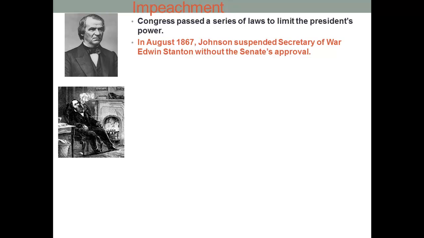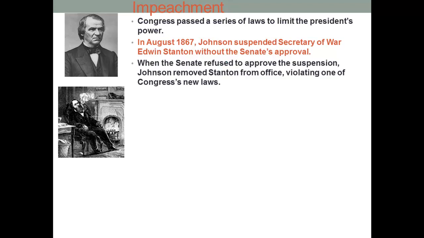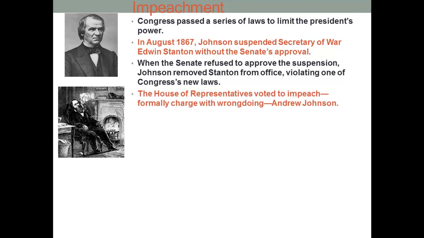Congress, still unhappy with Andrew Johnson, passed a series of laws to limit the president's power. In August of 1867, President Johnson suspended Secretary of War Edwin Stanton without first getting Senate approval. When the Senate refused to approve the suspension, Johnson removed Stanton from office, replacing him with Ulysses S. Grant, thereby violating one of the new laws Congress had passed. In response to Johnson's actions, the House of Representatives voted to impeach, or formally charge with wrongdoing, Andrew Johnson.